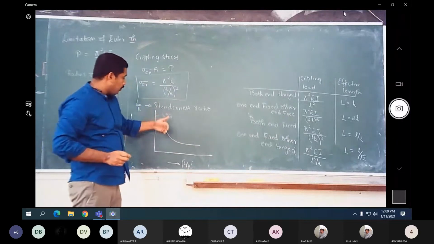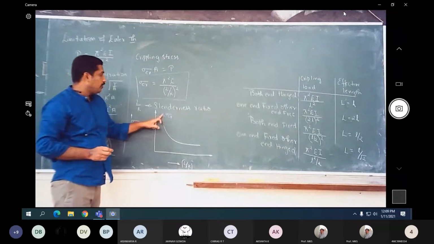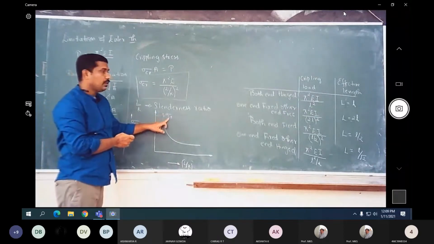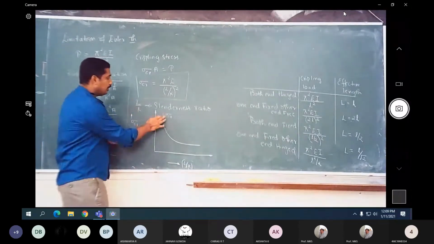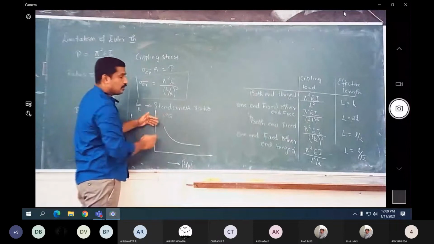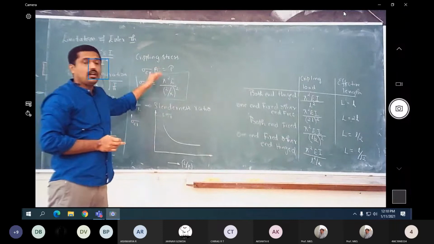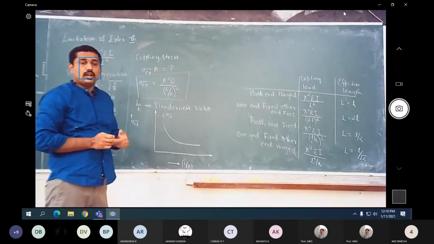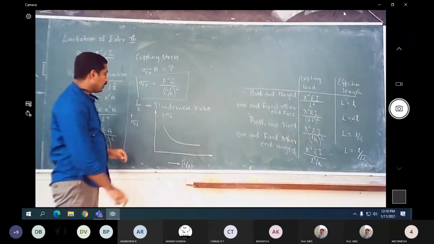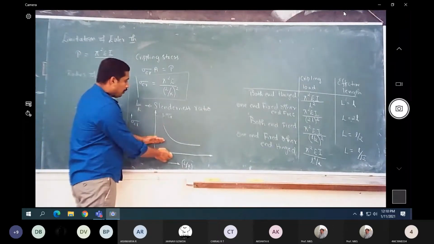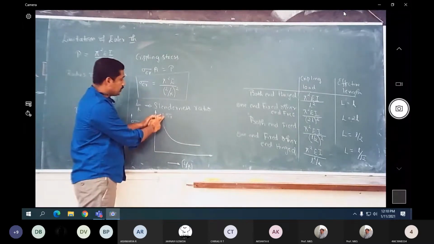A column with the least slenderness ratio will fail more quickly due to this crippling load. Whenever there is a crippling or buckling load, the column is not stable and tends to collapse. The column is subjected to many kinds of stresses: it may be subjected to a buckling load, or a crushing load, or a combination of buckling plus crushing or compressive load. So we cannot operate the column with the least slenderness ratio, since the column is not stable due to this buckling load.